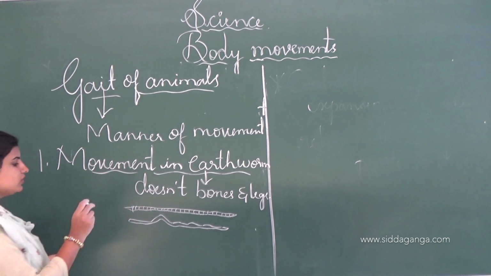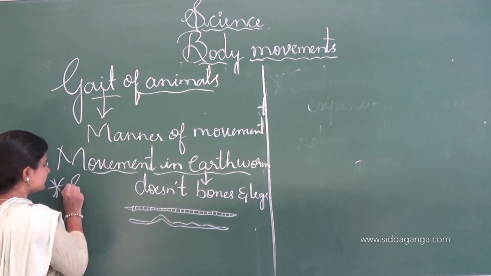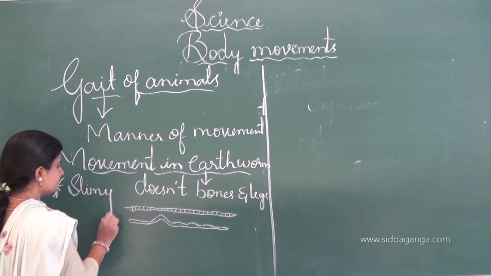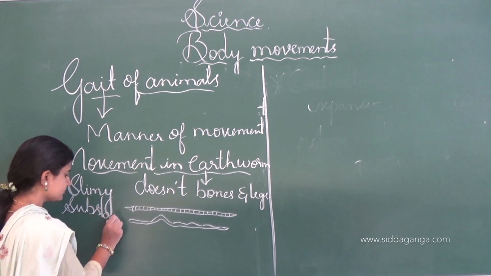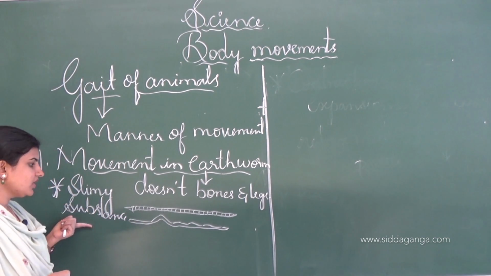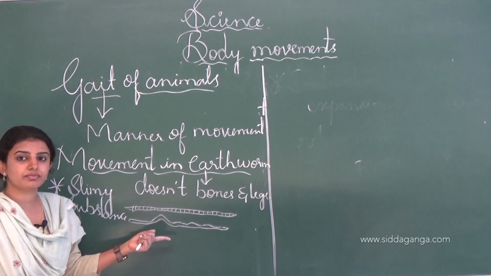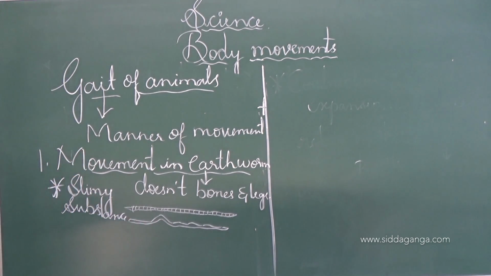And also one more thing: this earthworm secretes a slimy substance, which helps it to move from one place to another place. This slimy substance is helpful for the earthworm to protect itself and helps in movement.